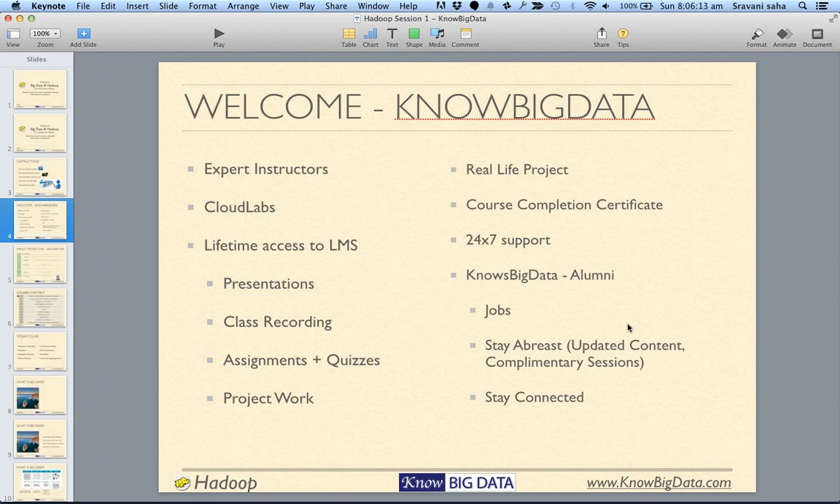All right, we have Rajgopal, who is a UI developer and data science enthusiast. Great to have you, Rajgopal, in the session.